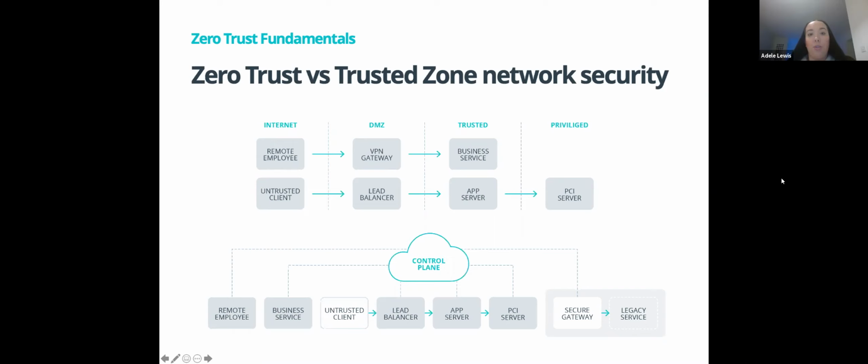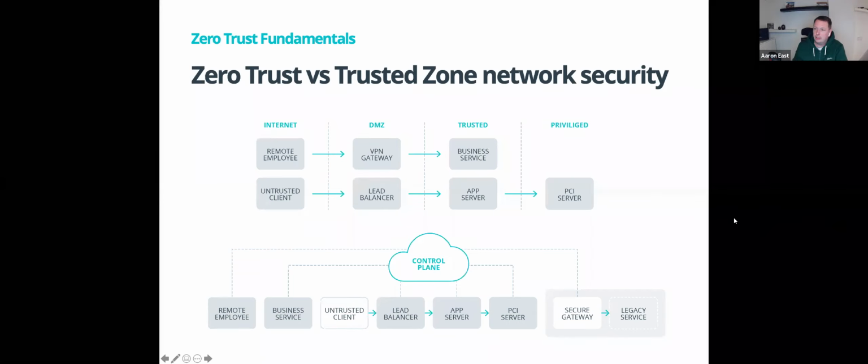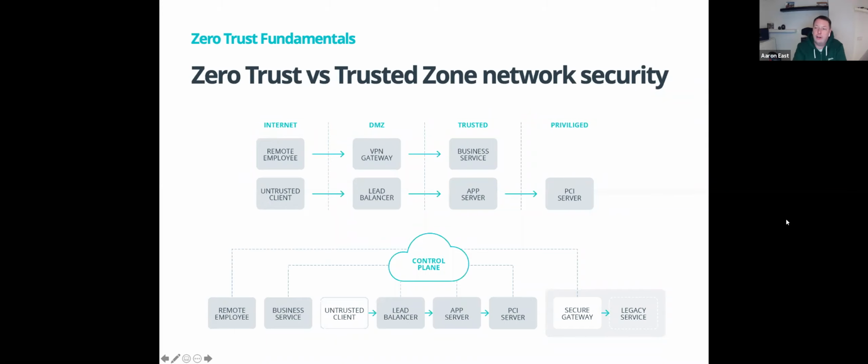Thanks, Aaron. I think you should also have received a question in the Q&A. Yes, I can read it out. By adopting zero trust security, are we introducing a single point of failure at any points? It's a very good question.